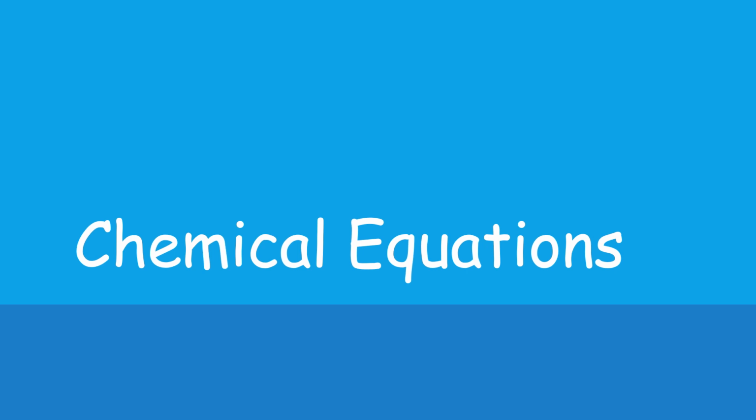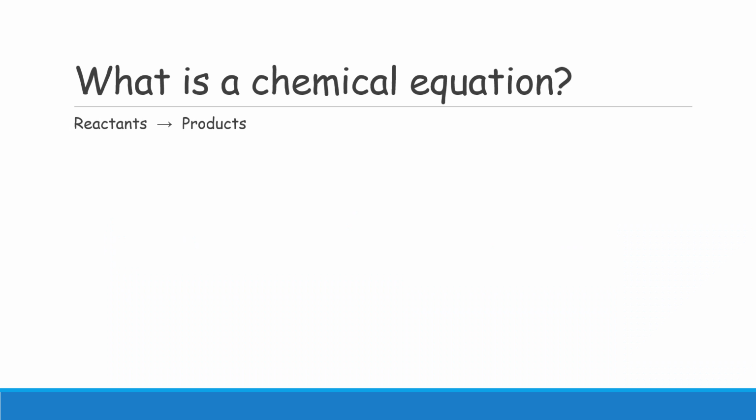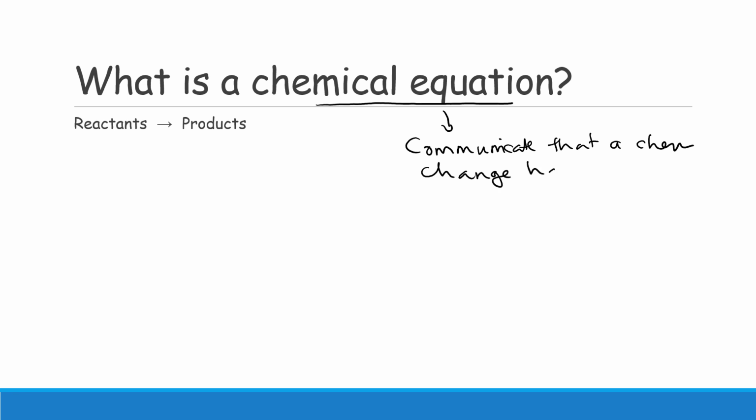In this video, we're going to look at how to balance chemical equations. A chemical equation is a way for scientists to communicate that a chemical change has occurred. Now, how would you know if a chemical change has happened? There are several different sorts of indicators of chemical changes.